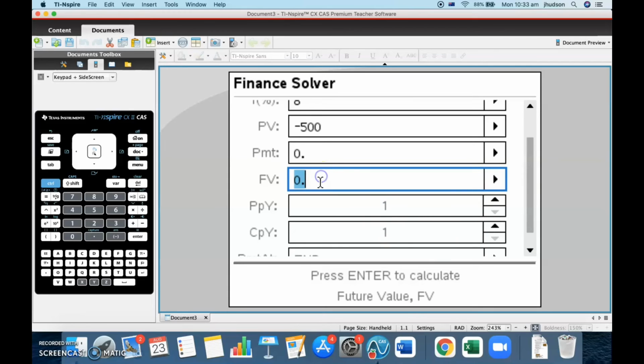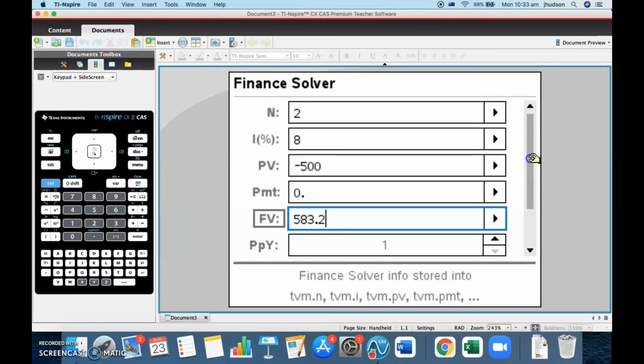Now I want to find out the future value. So I'm going to click on that, press enter, and it's told me that my future value is going to be $583.20. So from that $500 investment that I put in, I had it in there for 2 years, it had an 8% interest rate, and I've come out with $583. So I've made $83.20 in 2 years from that investment.